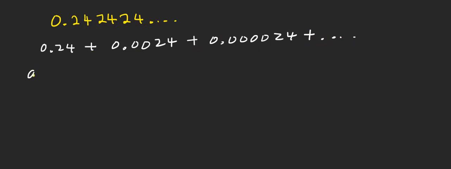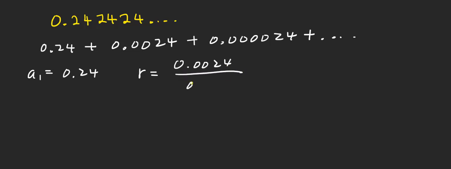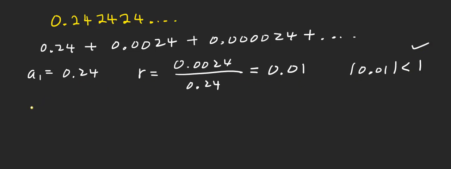What is the first term? The first term is 0.24. And what is the common ratio? One way to get the common ratio is to divide the second term by the first term, or the third term by the second term. And you'll get 0.01. Now, is the absolute value of 0.01 less than 1? It is. So we could find the sum of this infinite geometric series.